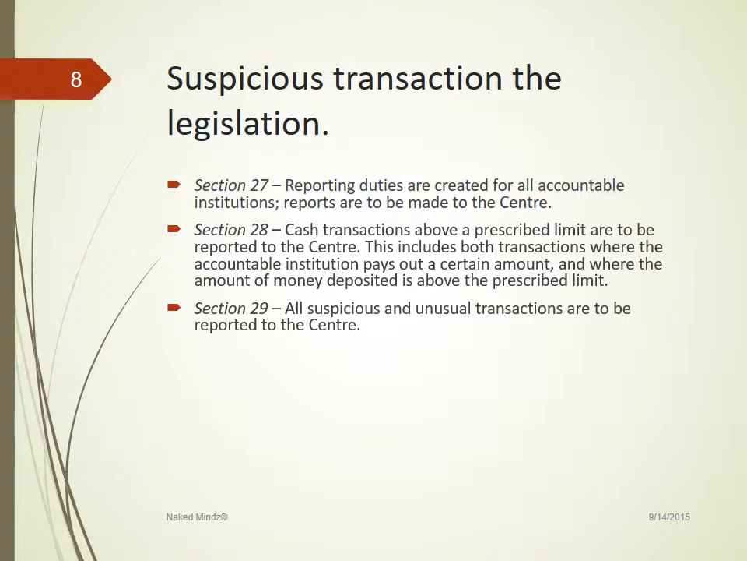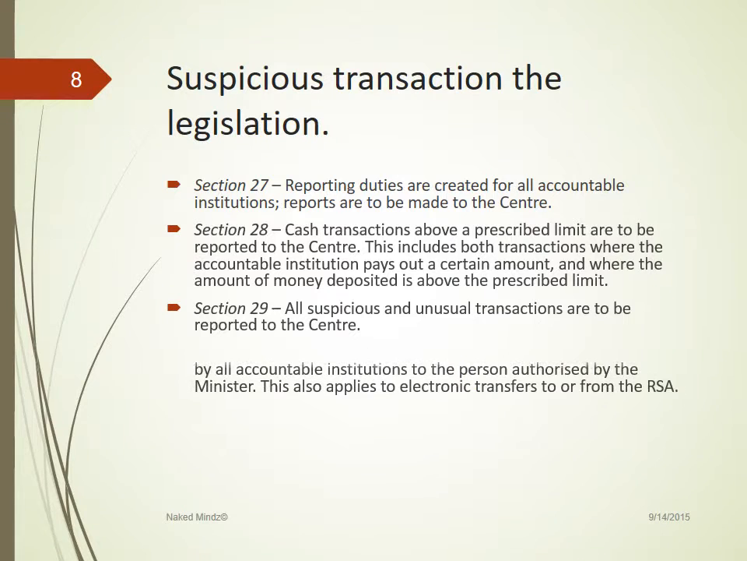Section 29, all suspicious and unusual transactions are to be reported to the centre. And sections 30 and 31 deal with the transfer of cash to or from the Republic of South Africa, and it's to be reported by all accountable institutions to a person authorized by the minister. And this applies to electronic transfers to or from this republic. And this amount is set at 3,000 Rand a day or 10,000 Rand per month.